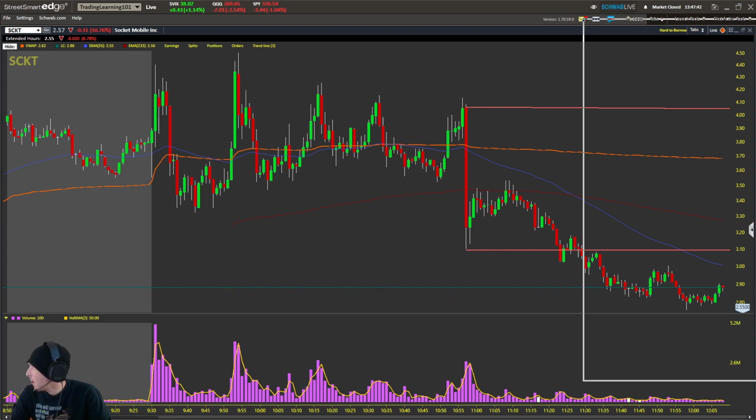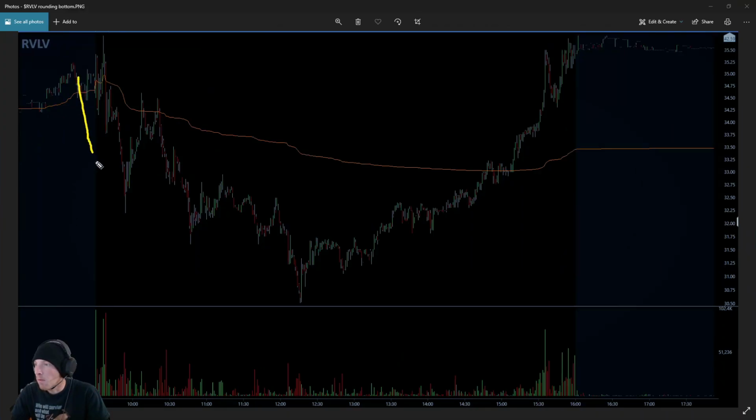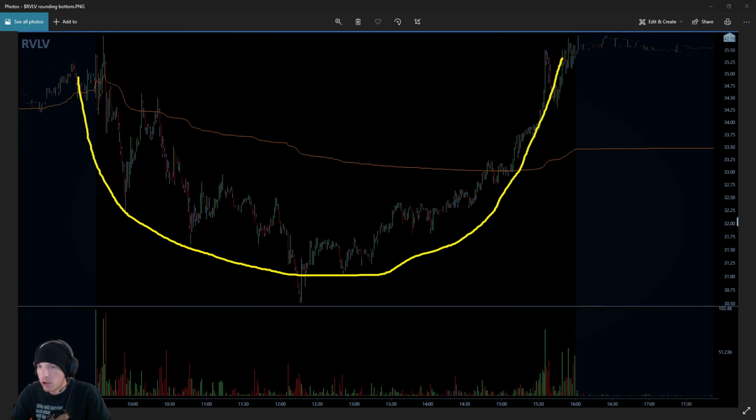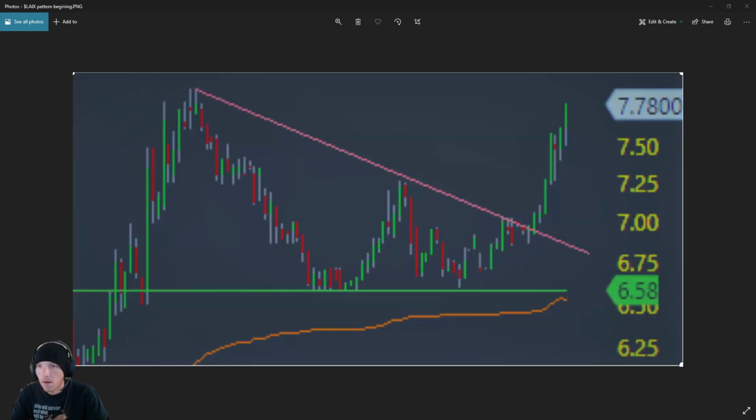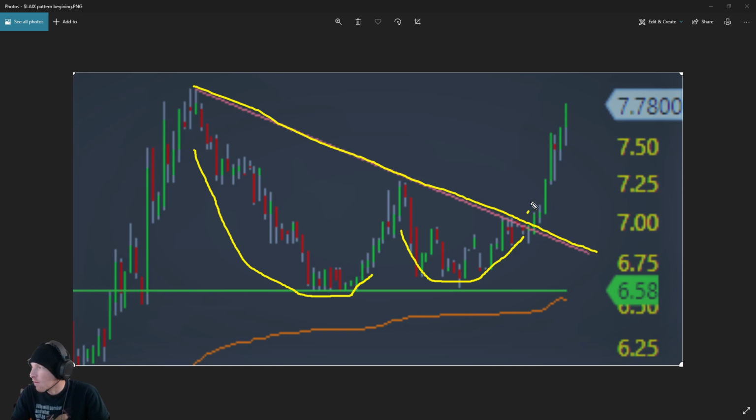Let's look at some examples real quick. Notice the big rounding bottom right here, bullish. The big rounding top right here, bearish. And then the last one, we got the rounding bottom right here, it pops up, and then a rounding bottom right here breaks through that trend line and pushes its way on up. Rounding bottoms are bullish. Rounding tops are bearish.